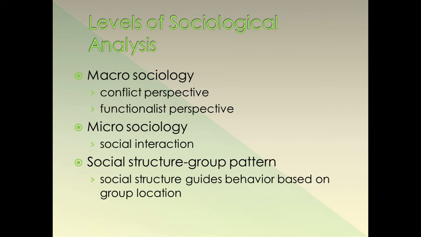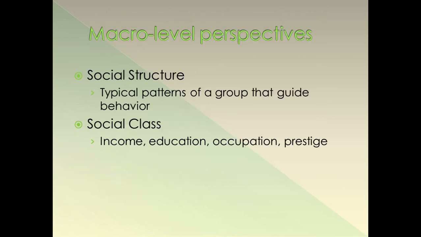So if we're looking at the social structures that guide behavior, your guided behavior is based on your group location. A social structure essentially talks about these typical patterns of a group, like how men and women interact, or how working class people and elites interact, and gives you a good idea of what type of behavior you would expect to see from people who belong to that particular group.